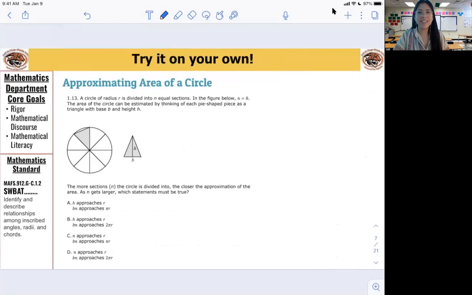A circle of radius r is divided into n equal sections. In the figure below, n equals 8. The area of the circle can be estimated by thinking of each pie-shaped piece as a triangle with base b and height h. The more sections n the circle is divided into, the closer the approximation of the area. As n gets larger, which statement must be true? Thank you. Perfect. All right. So think about this one. This one's definitely a little bit more challenging, but I want everyone to really think about it, read each problem carefully, and see if you can get the right response.